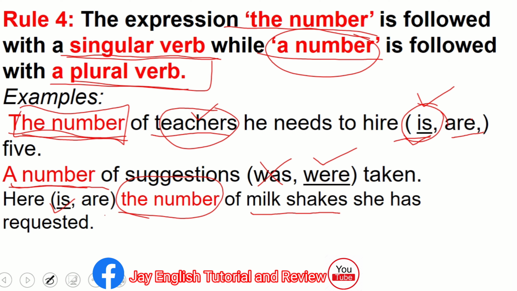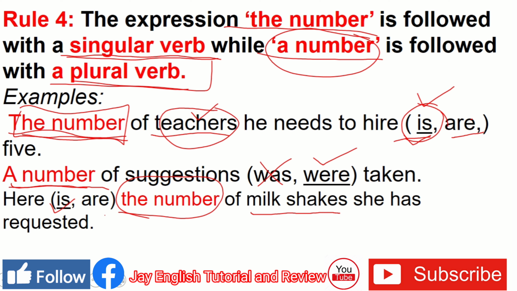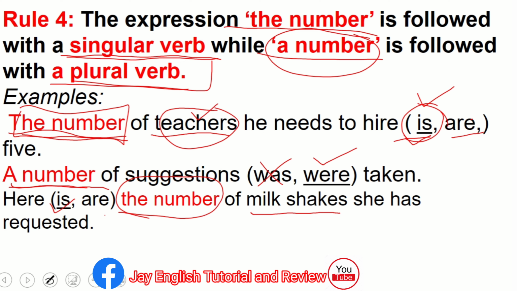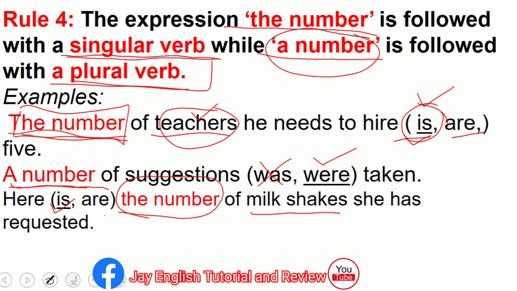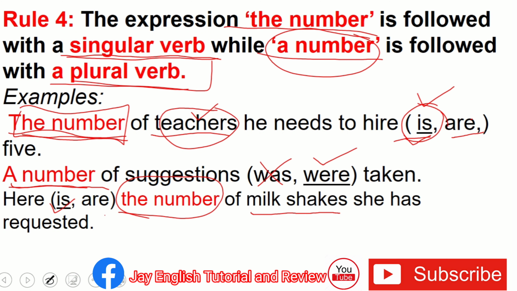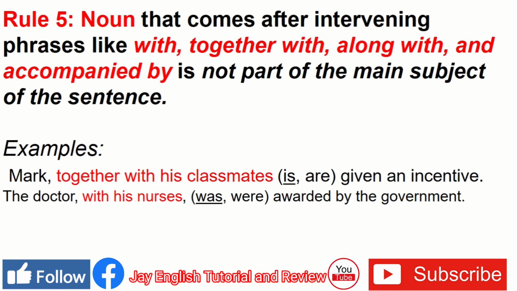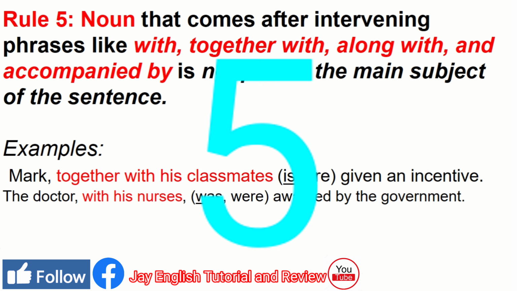Okay? So you will no longer be confused with some other nouns in the sentence if you know that particular rule already. Okay? So that's rule number 4. The expression "the number" and "a number". Let's move to rule number 5.